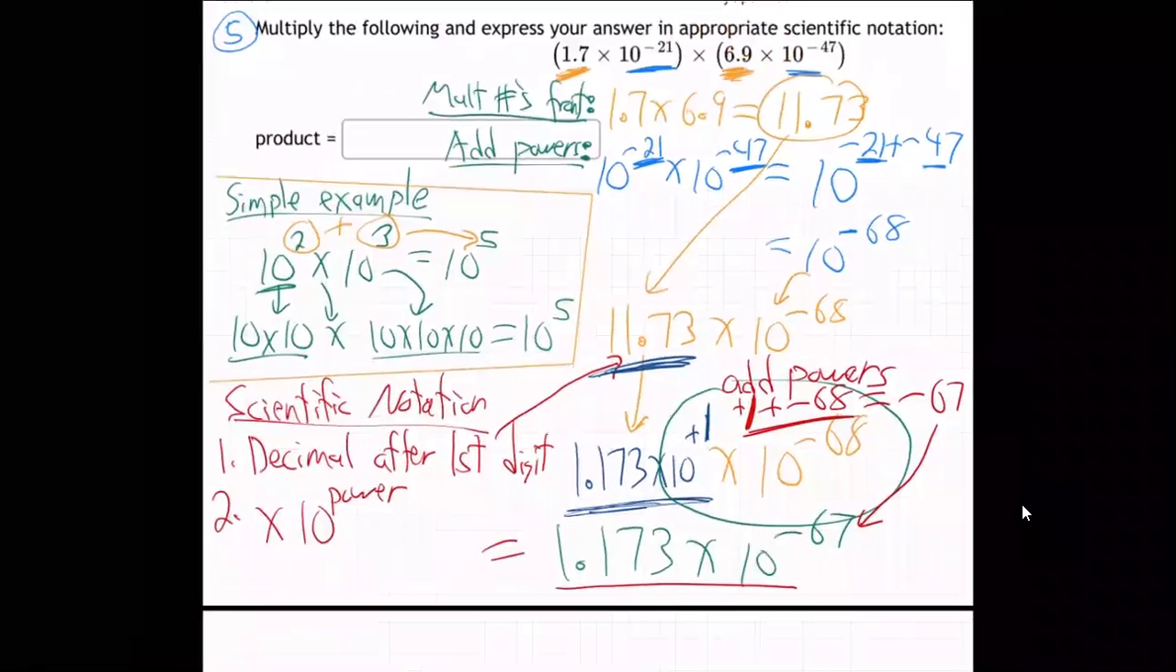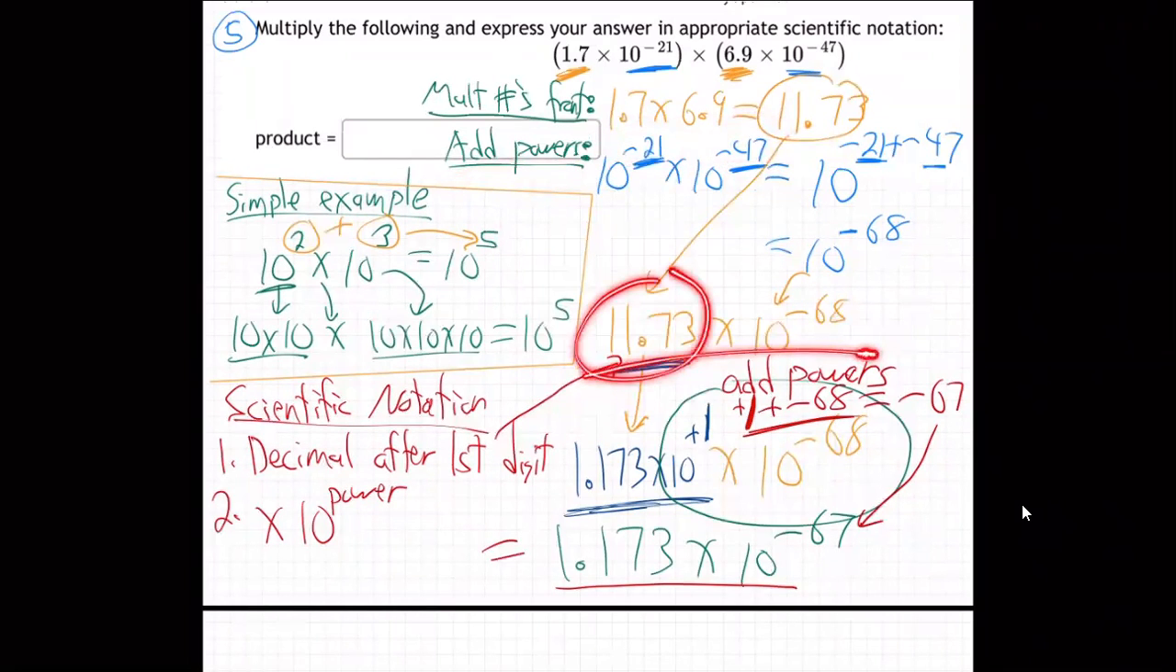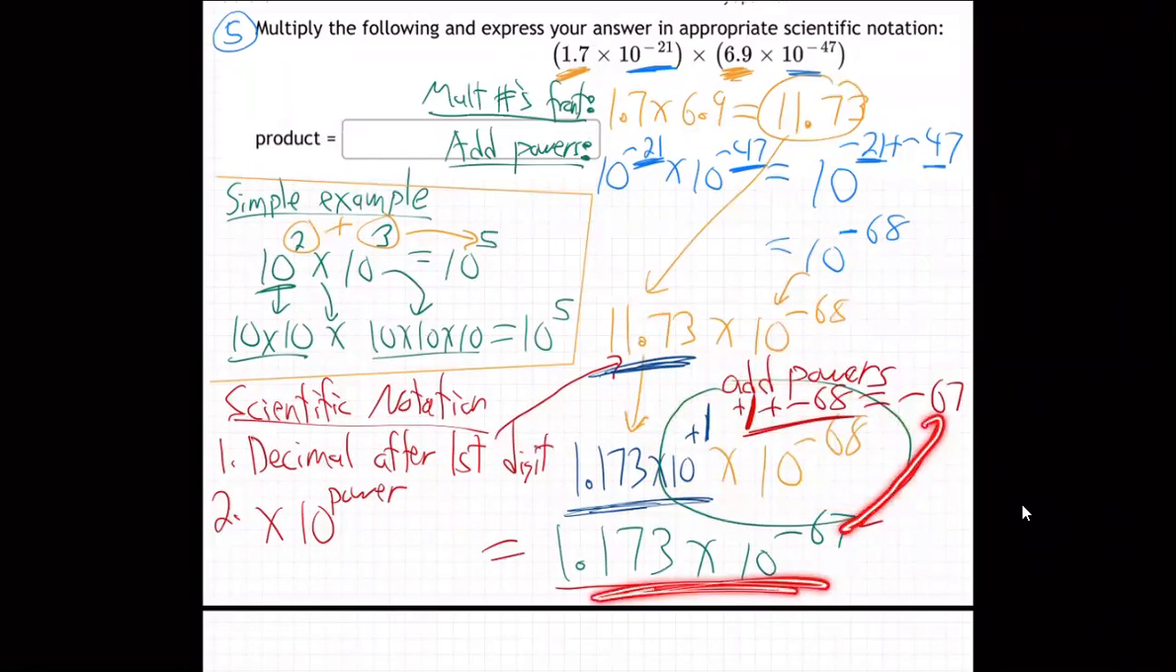So from the beginning then, let's run over this again. You've got to multiply the numbers in the front on your calculator, add the powers on the tens. You get this, and then you go, okay, but this number's not in scientific notation yet. They want it in scientific notation. So you got to rewrite that as 1.173 times 10 to the 1. That's the same as 11.73. And then you combine the two powers of 10. Again, you add the powers. 1 plus minus 68 is minus 67. There we go. A lot of steps to that one.